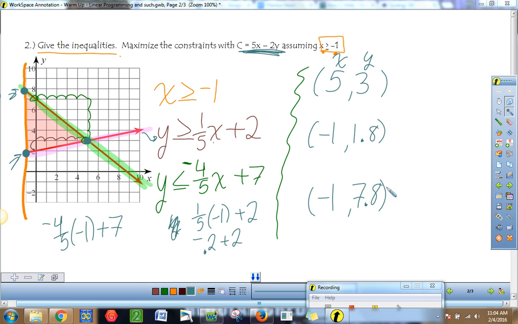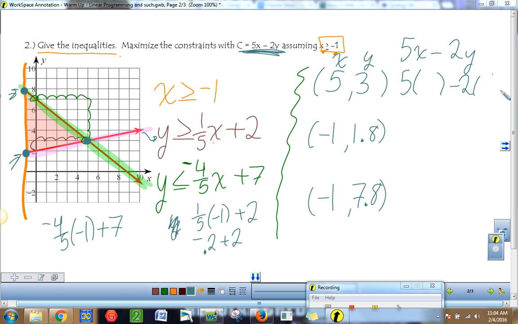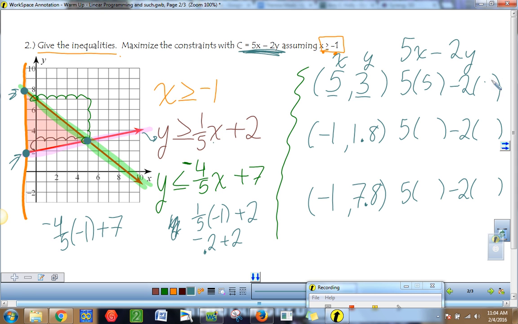Okay? So we're going to take this 5x minus 2y, and what are we going to do? We're going to plug in x and y, because we have an x and y, right? No big deal. So 5 times something minus 2 times something for each of these. You can just chuck them in the calculator if you want to. So we've got our x value and our y value. Not too bad? And then chuck them in your calculator and tell me what you get.